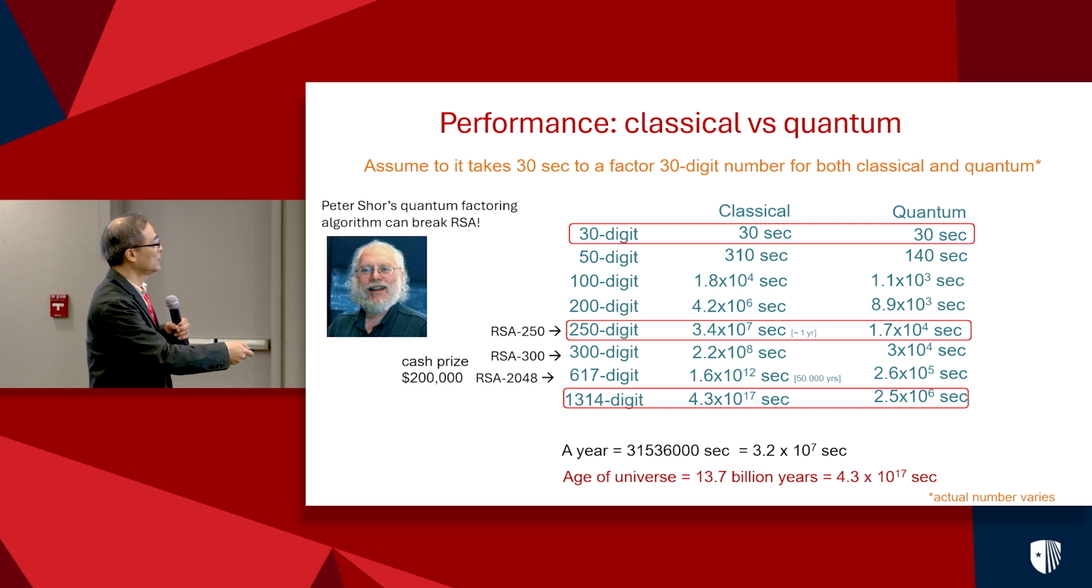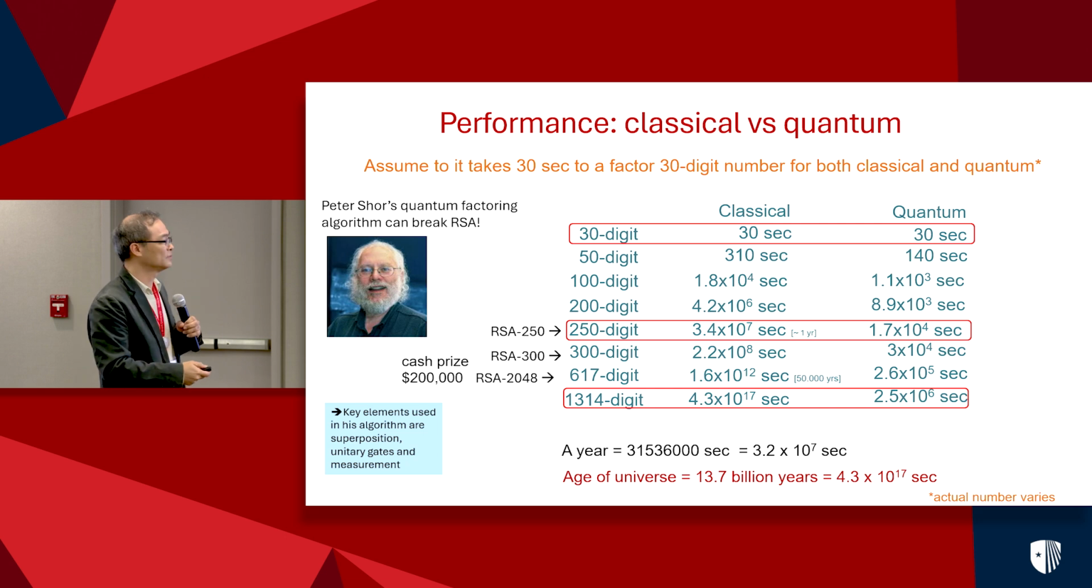And more dramatically, if you consider a number which is 1,314 digits, a classical computer would take roughly the age of the universe. I specifically chose this number to match so that this is like the age of the universe. The quantum computer would factorize in roughly 10 to the 6 seconds. 10 to the 6 is less than a year, right? A tenth of a year, okay? Maybe a month. So this is quite impressive.